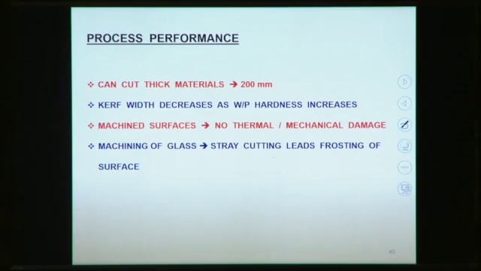So, process performance. This abrasive water jet machining process is mostly used for cutting purposes and can cut thick material as much as 200 millimeter. Kerf width decreases as the workpiece hardness increases. Machined surfaces have no thermal damage and no mechanical damage. While machining glass by the abrasive water jet machining process, because of the divergence of the jet, instead of cutting there will actually be a frosting operation.